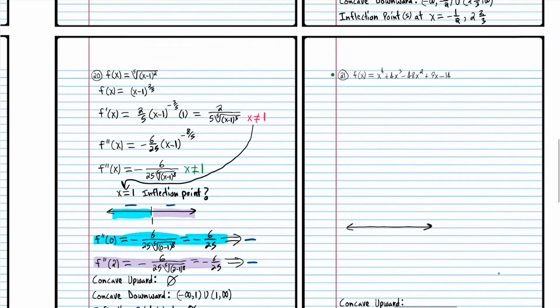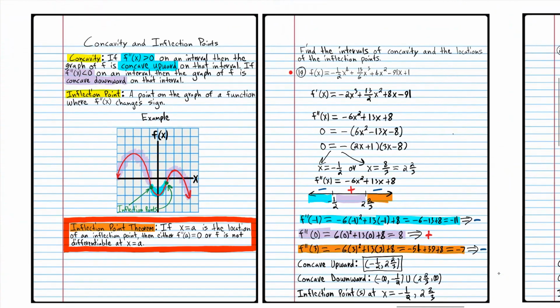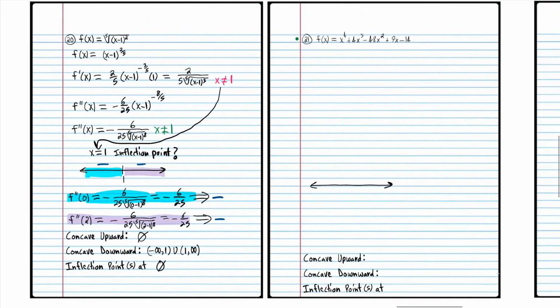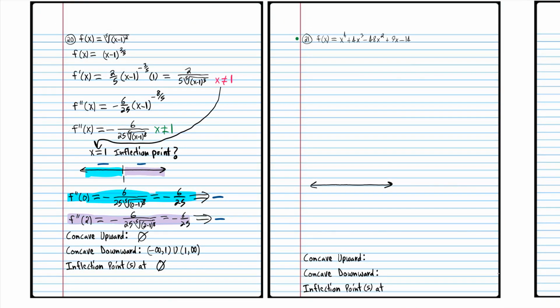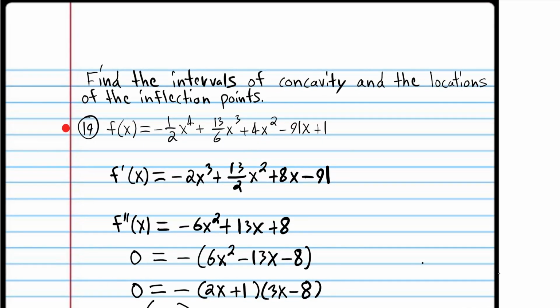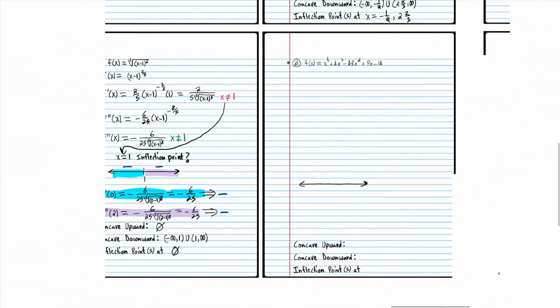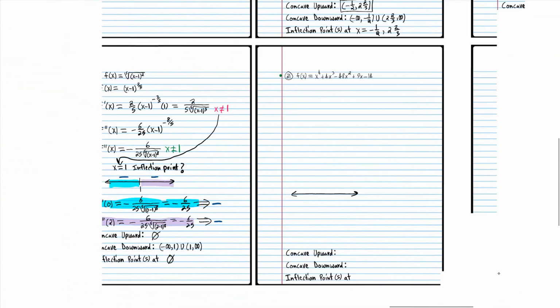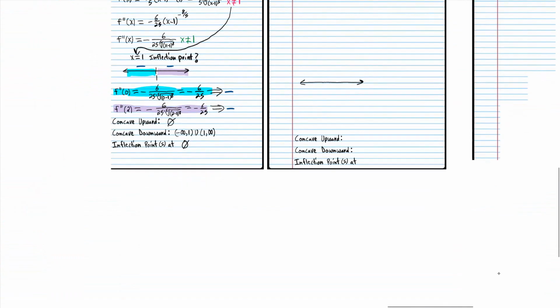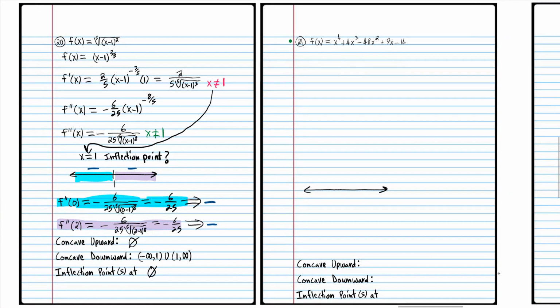So I want you to get a picture of this here, and you can just use number 20, I'll keep that in the window, and I want you to try number 21. So you're going to find the intervals of concavity and the locations of the inflection points. Locations would be just the x values where the sign of the second derivative changes. So try number 21, and when you come back we'll do it together.